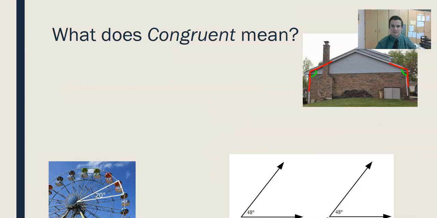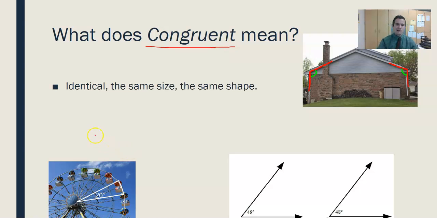Now, you've probably heard this term before, the term congruent. What does congruent mean? Well, congruent means identical, the same size, the same shape, something like that. Two things that are congruent means that they're the same. They're equal to each other. So like these two angles down here are both 48 degrees. They're both the same. So we would call those congruent angles.